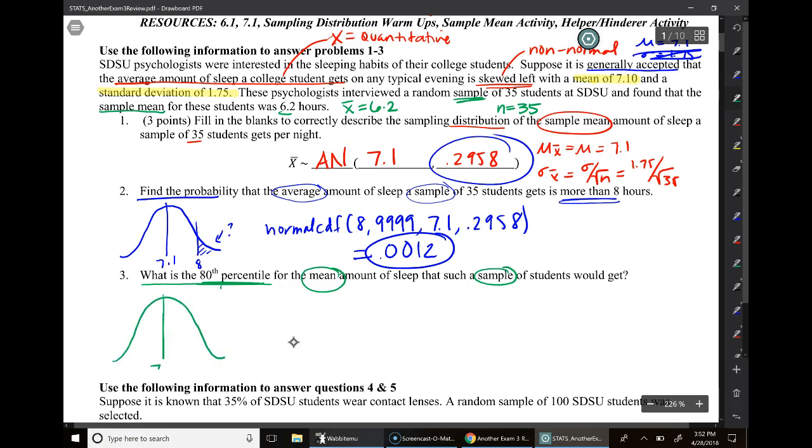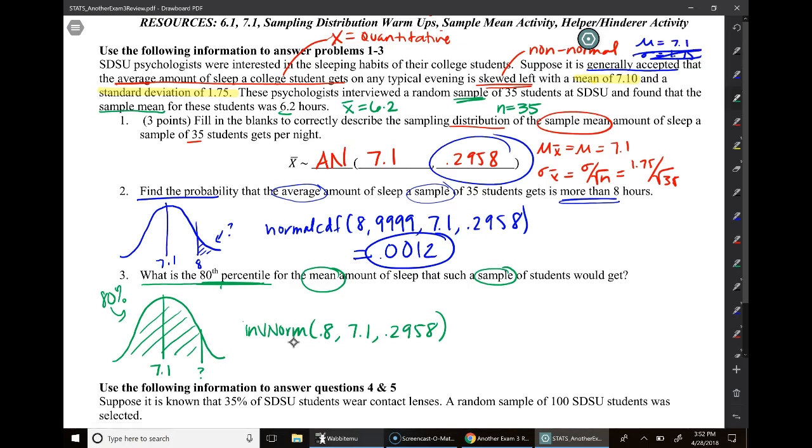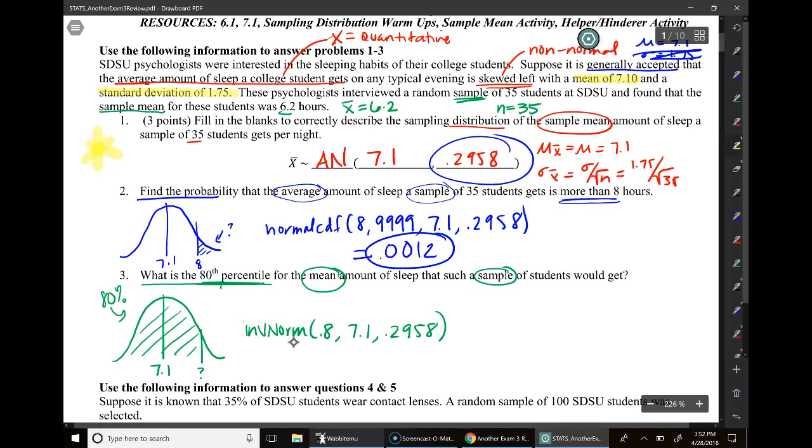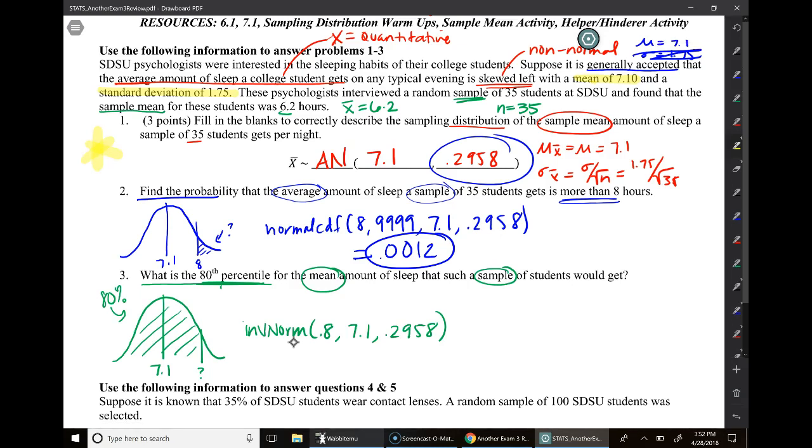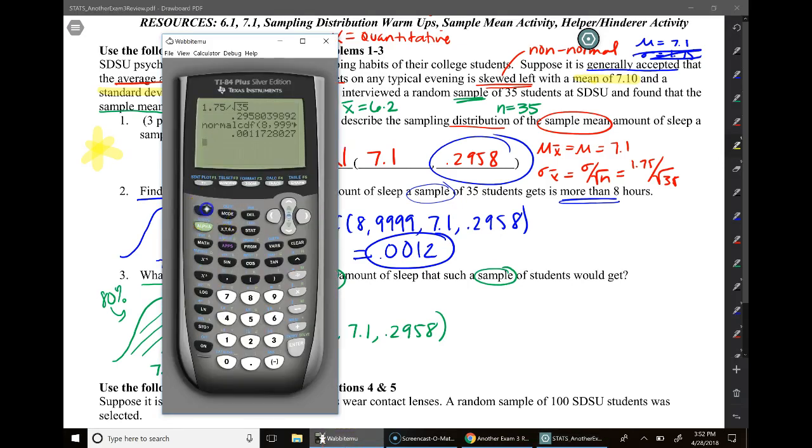We're still dealing with our normal, 7.1. 80% means that 80% get less sleep than this value. And we're looking for that. So we're doing inverse norm, 0.8, again using the same mean and standard deviation from before. So these questions, these sampling distribution questions, the hard part is figuring out which distribution we're in. And then once you do that, it's just right back to exam 2, normal CDF, possibly inverse norm. So I'll go ahead and do that one too.